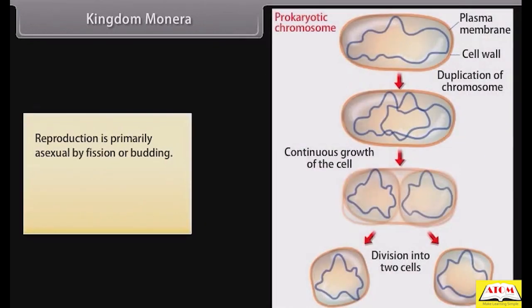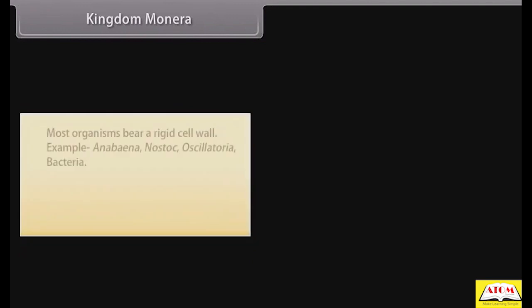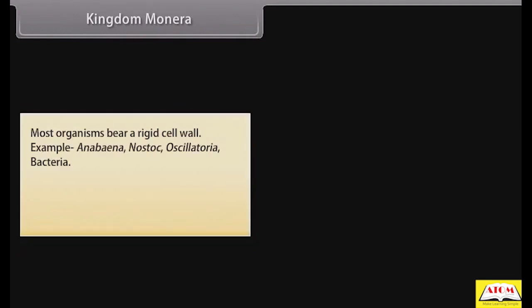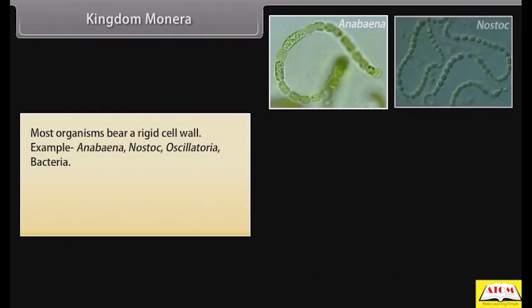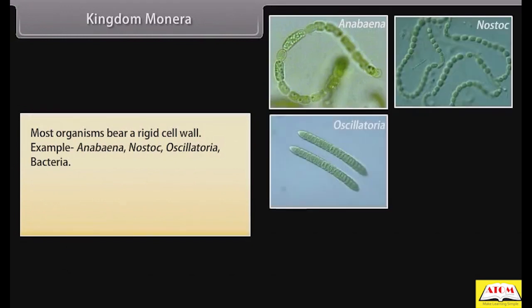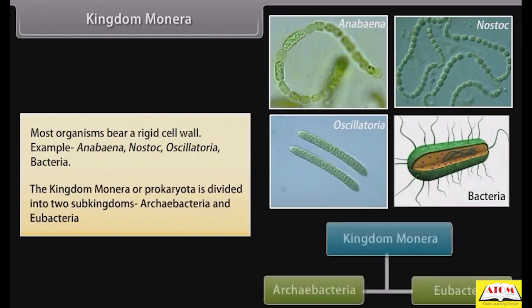Reproduction is primarily asexual by fission or budding. Protosexual phenomenon also occurs. Most organisms bear a rigid cell wall. Example: Anabaena, Nostoc, Oscillatoria, bacteria. The kingdom Monera or Prokaryota is divided into two subkingdoms: Archaebacteria and Eubacteria.